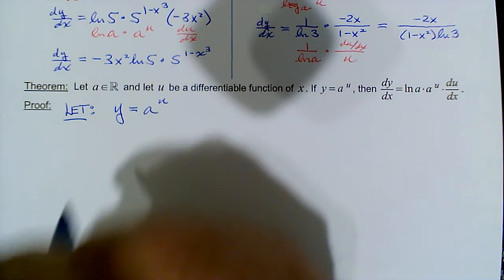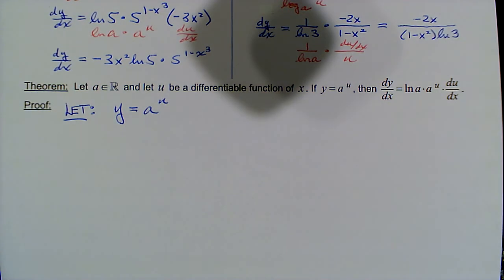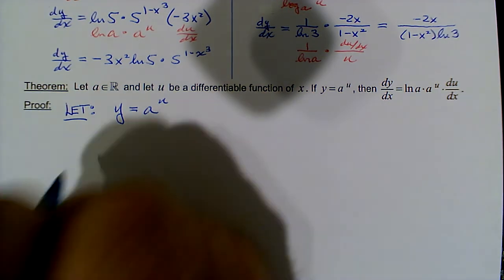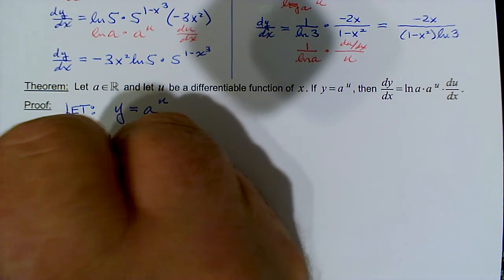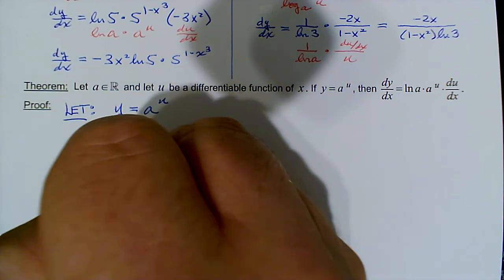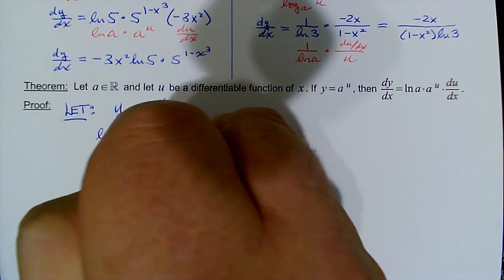That is, we use logarithmic differentiation. So we start with the given, let y equal a to the u. In logarithmic differentiation, we take the natural log of both sides. So natural log of y equals the natural log of a to the u.